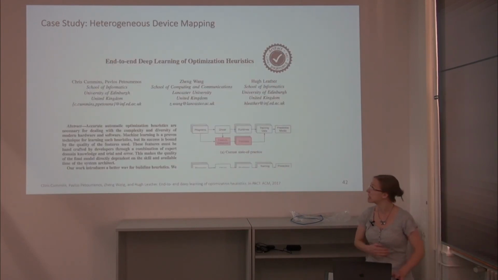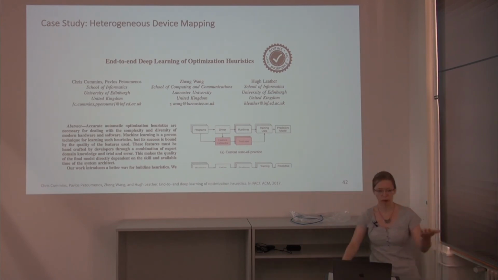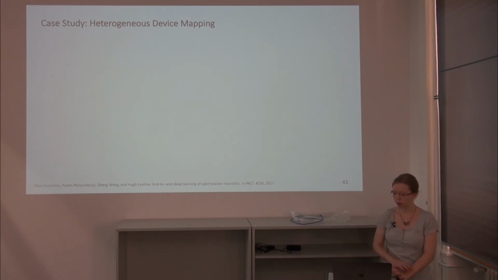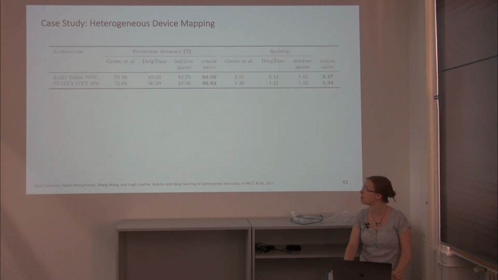Moving on to the next task, we now compare against this paper, end-to-end deep learning of optimization heuristics. And the task we're trying to solve now is, given a kernel, can I predict whether it's better to run it on the CPU or on the GPU? Just by reading the kernel and not by actually running the kernel. So we do this for two platforms. Our training data set is something like 600 OpenCL kernels.